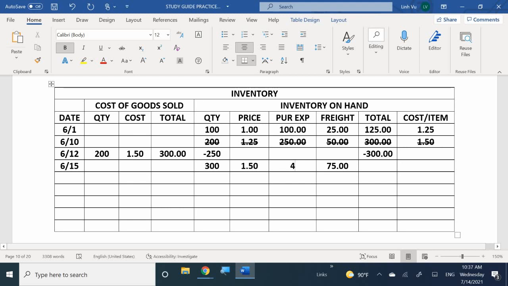$4.50. Okay. Plus 75. $5.25. Okay, so in this case, this batch right here is going to cost me $1.75 each.